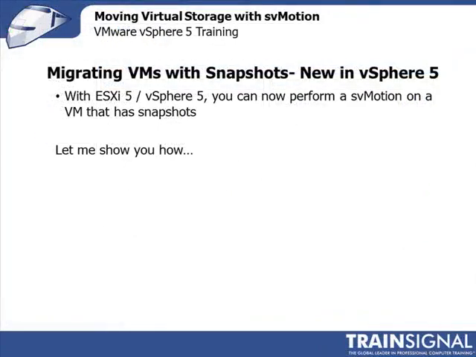And that topic is migrating virtual machines with snapshots. So brand new in vSphere 5, you can actually perform a Storage vMotion on a virtual machine that has snapshots. And this is really useful because it's very common to be using snapshots on virtual machines, and it's quite painful if you have some snapshots of an important virtual machine and you need to perform a migration of its virtual machine disk file from one datastore to another, and you can't do it because you've got snapshots.